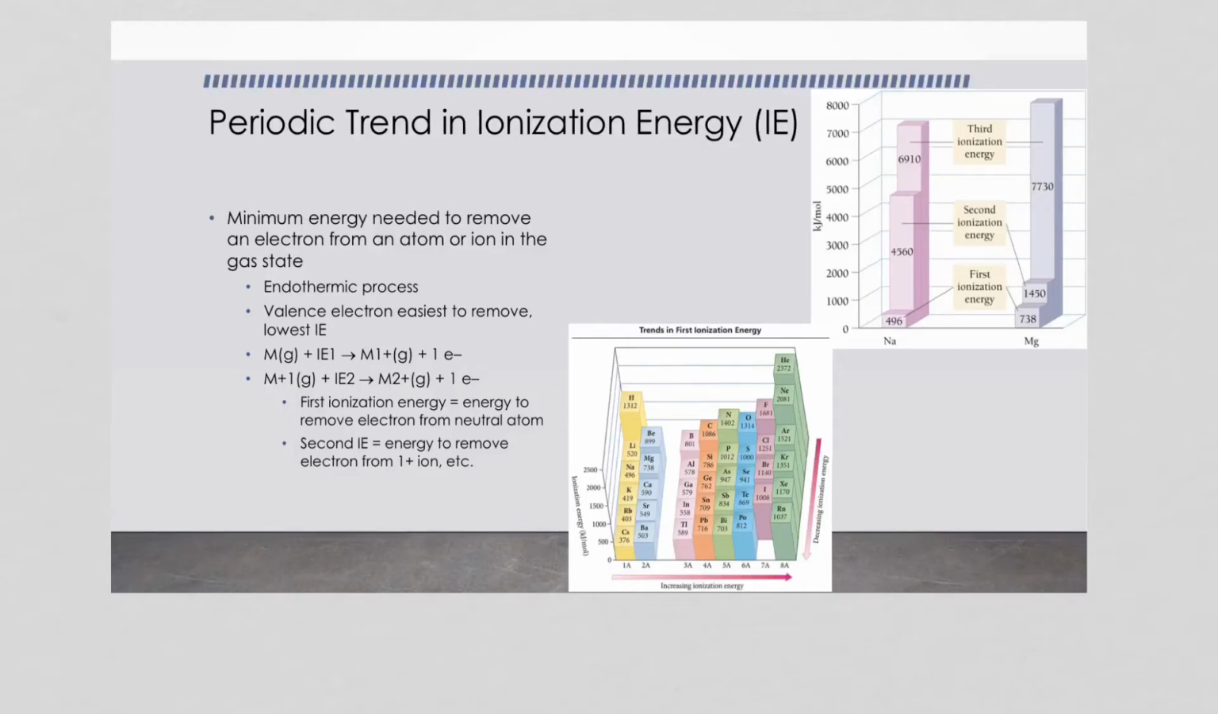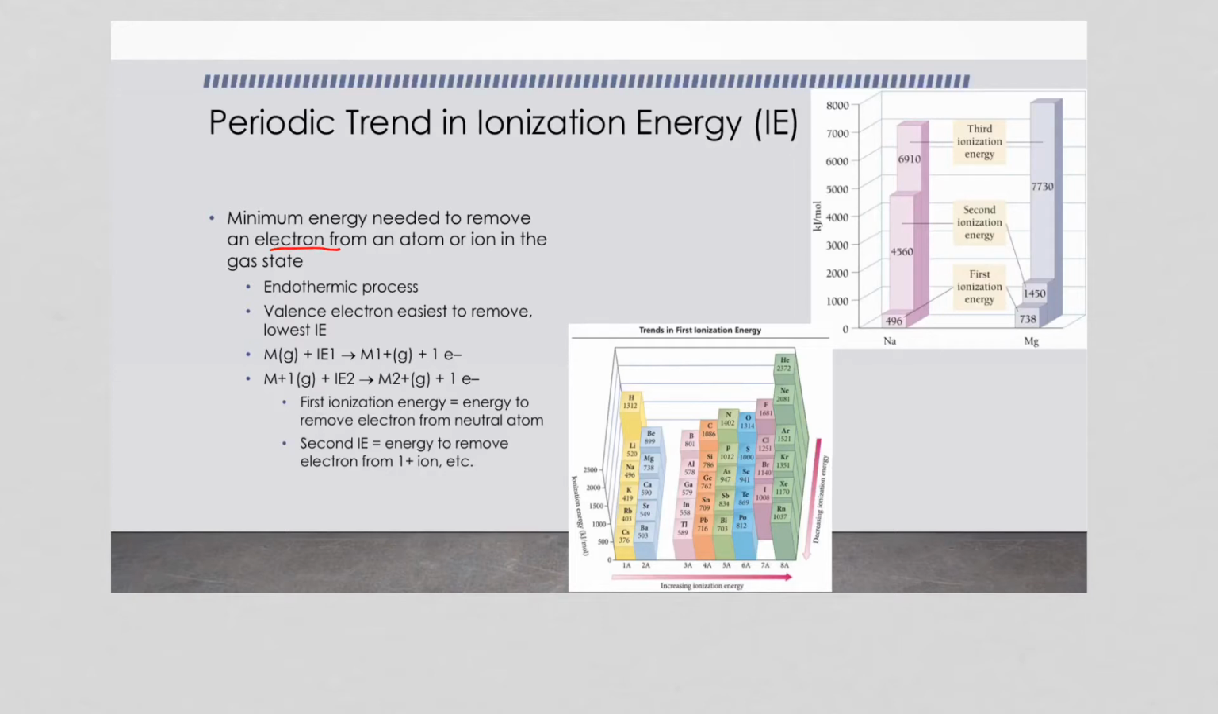So the next trend I want to look at is ionization energy and different aspects of ionization energy. So first of all, what is ionization energy? Well, it's the energy needed to remove an electron. So it's the minimum energy needed to remove an electron from an atom or ion, technically in the gas state. So, we're going to be removing electrons.